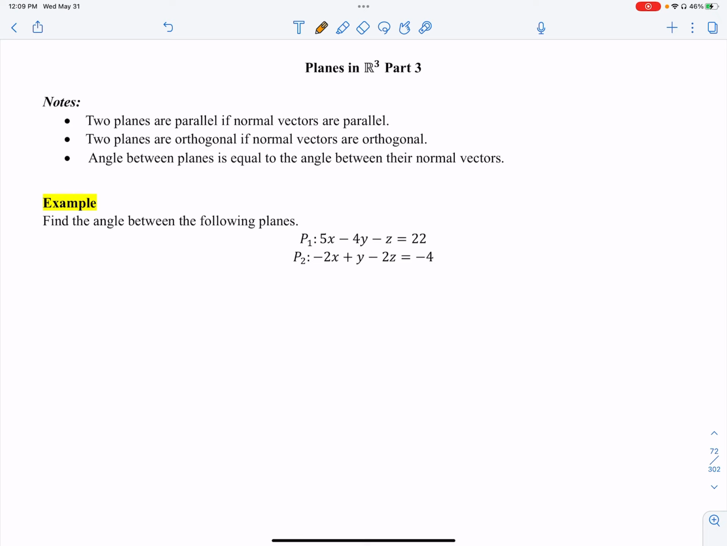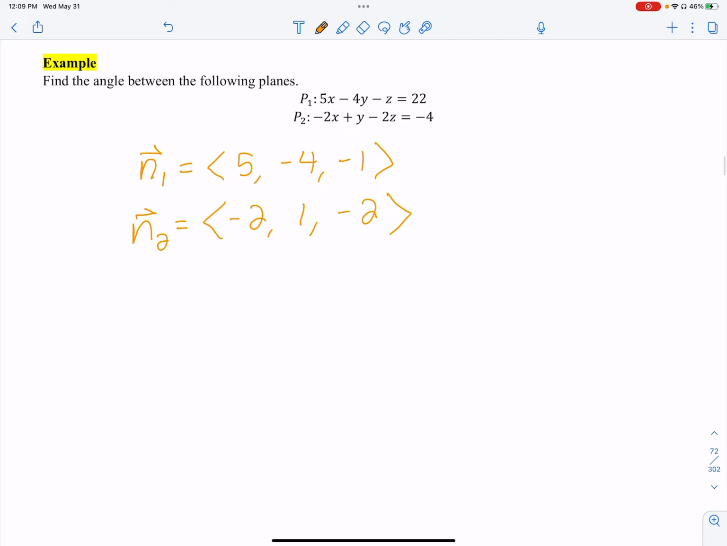So take plane 1. That is a plane in general form. So in 1 here, we just grab our coefficients, 5, -4, -1. Grab your normal for your second. That's going to be -2, 1, -2. And those are our two vectors. We just got to find the angle between them. So I'm going to write the formula.